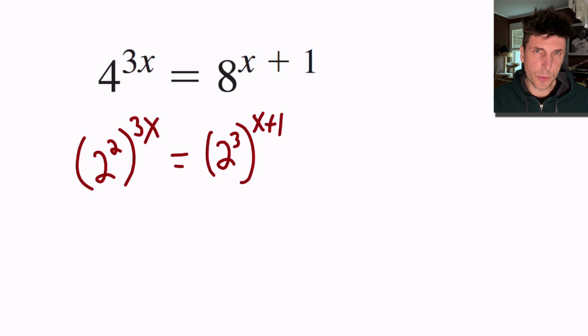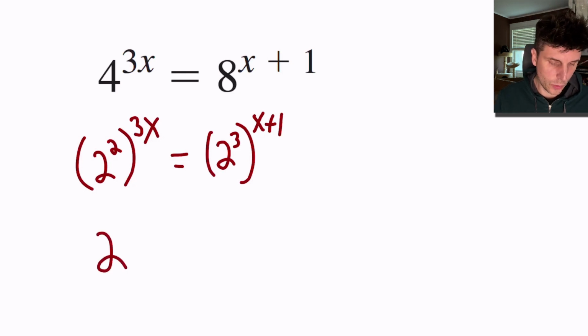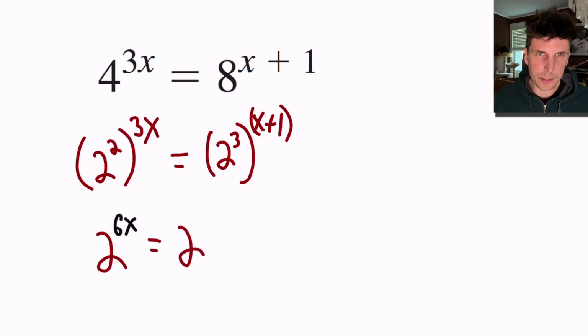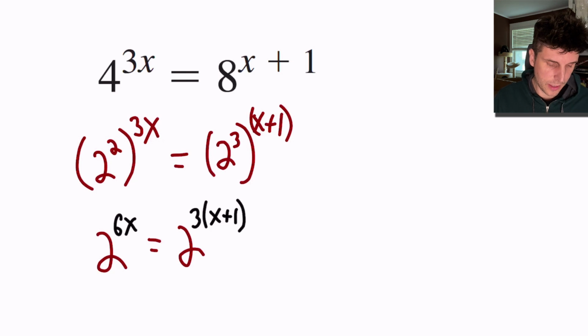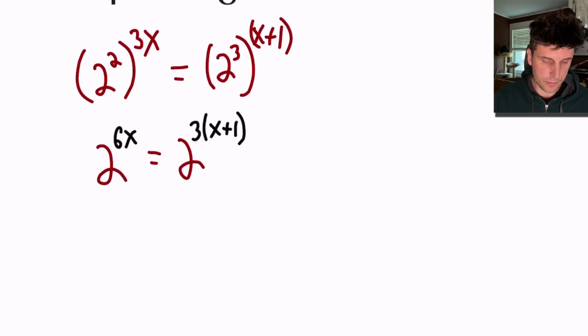Now, when you have an exponent raised to an exponent, you multiply. So we have 2 to the 2 times 3x, 6x, equals 2 to the, now I'm going to throw a parenthesis around that x plus 1, so it's 2 to the 3 times quantity x plus 1. In a moment we can distribute that 3, but the main thing is that those two exponents, on both sides of the equation, have to be equal to each other because of the one-to-one property: 2 to the a is equal to 2 to the b if a is equal to b.